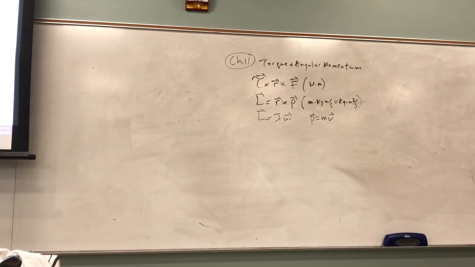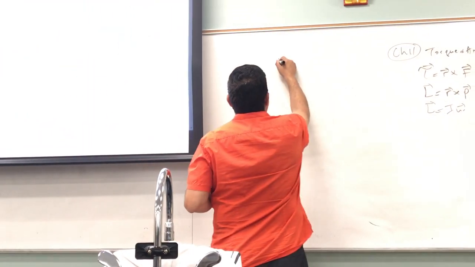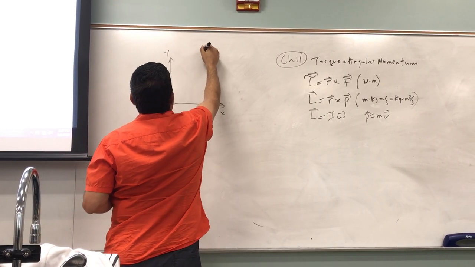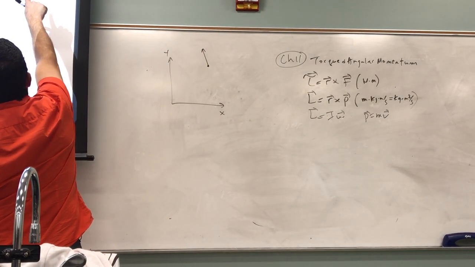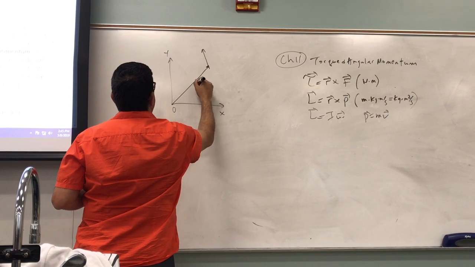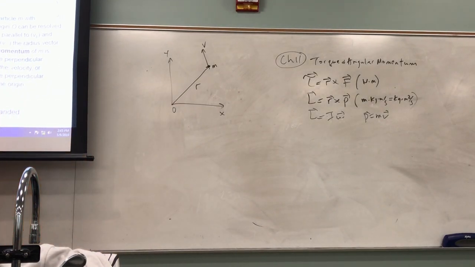Now, the other version of the angular momentum equation is r cross p. So when would we use that? We would use that in this kind of case. Let's say you have something rotating, going like this with the v, and let's say this is the origin. You have a point particle with a velocity like that. If I wanted to know the angular momentum of that object with respect to the origin, I would take the cross product r crossed into p. I wouldn't use the I omega version of the equation.